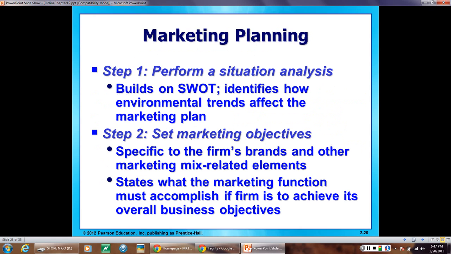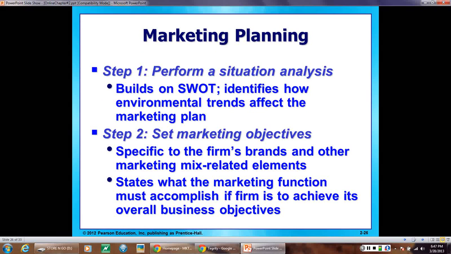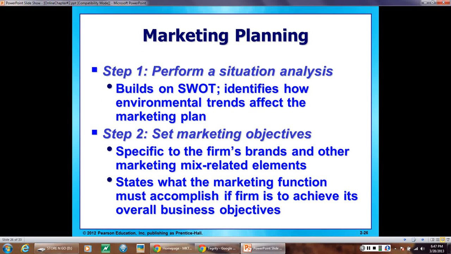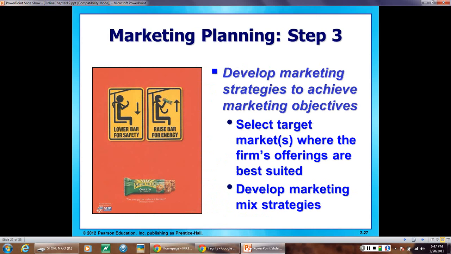Okay, marketing planning. You do your SWOT analysis. You set your marketing objectives. You can't set the objectives until you've done that SWOT analysis. And remember, we've also done our external and internal evaluations. Okay, you develop those marketing strategies. Again, select the targets and look at your 4 Ps.